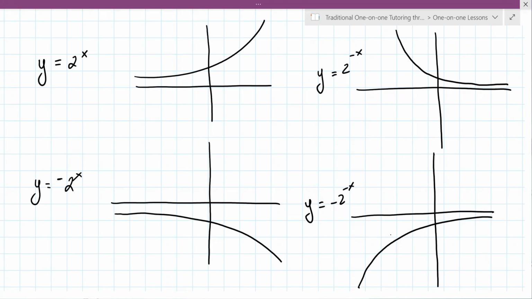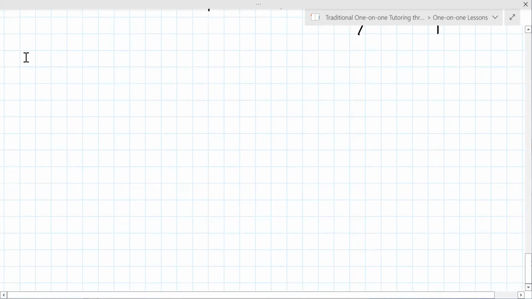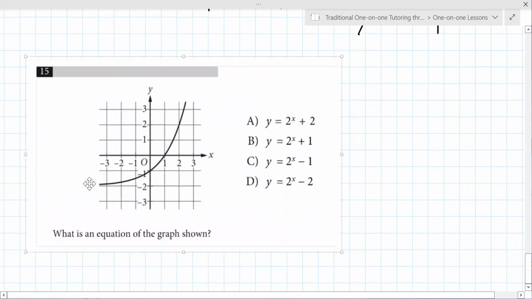Okay, so let me pull up a question here. This one's not too difficult to start out. If you had a calculator, which you would not have on this question, so unfortunately you can't say, oh, just graph it. You actually do need to know how to do this by hand. So this graph goes up and to the right.